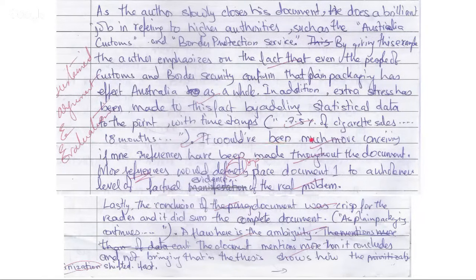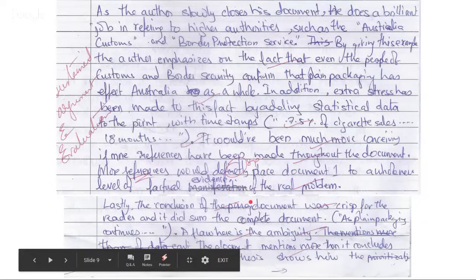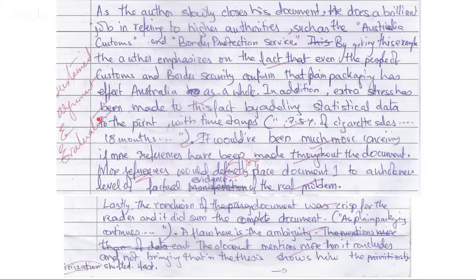It would have been much more convincing if more references had been made throughout the document. More references would definitely place document 1 to a whole new level of factual evidence of the real problem. The examiner here says, that's actually cut off, I think that says justified. Let me just confirm. Sustained argument and evaluation. So yes, he goes on.